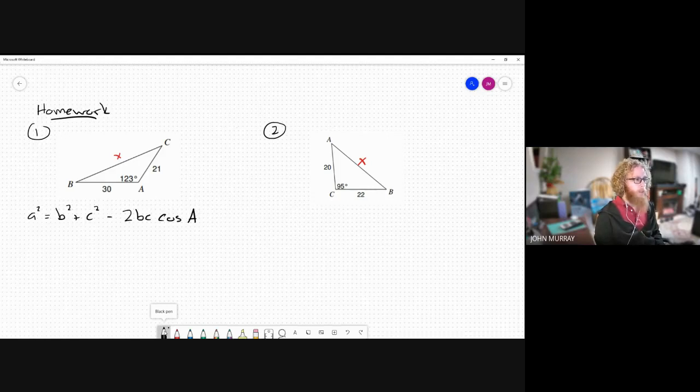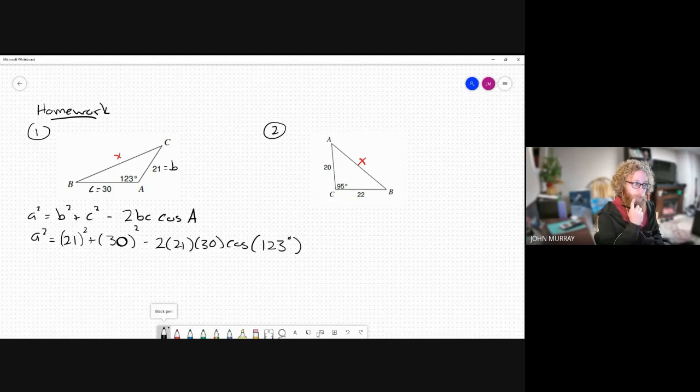All right, so you can label it if you want. Doesn't really matter. Nope, that's wrong. Your C is 30, your B is 21, and then your angle A is 123 degrees. So we're going to have A squared equals 21 squared plus 30 squared minus 2 times 21 times 30 times, oops, not sine, times the cosine of 123 degrees.